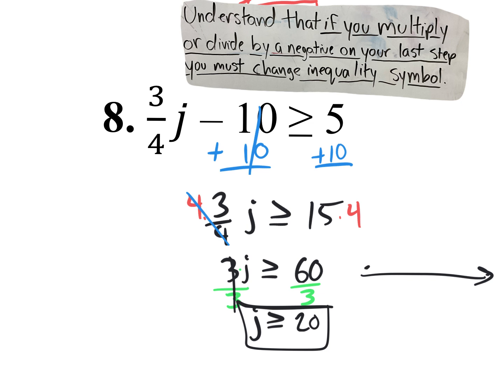If you wanted to draw that on a number line, you could put 20, 21, 19. Because we have a solid line underneath our inequality, that will be a solid dot at 20, not an open dot, a solid dot. And this is greater than, so it's going to the right.